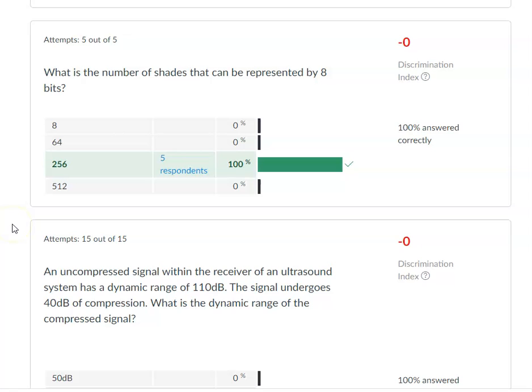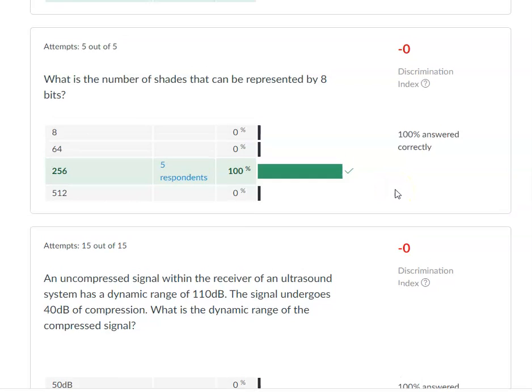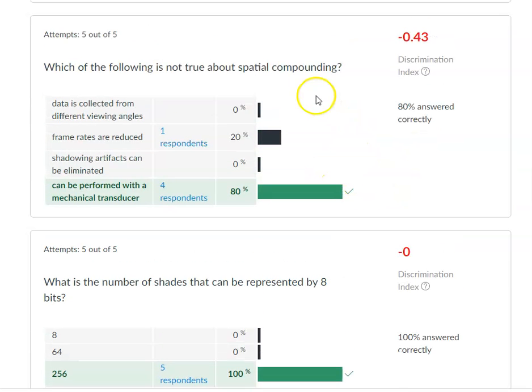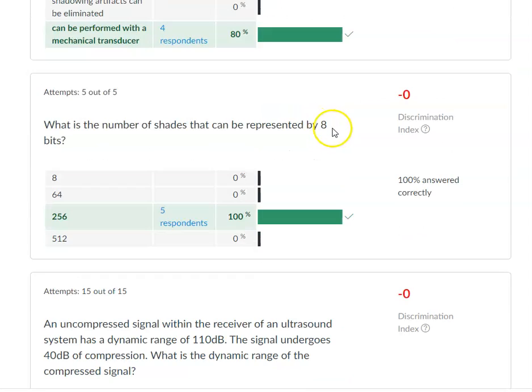I hate that. Anyhow, what is the number of shades of gray that can be represented by 8 bits? And so 2 to the 8 is 256. Everyone got that right. I'm happy. I want to go back to the previous question here. Just want to let you know that the ARDMS exam, the SPI, they are working diligently, and they have been for the last 10 years, to reduce these questions with not and except and anything that could potentially have a double negative in it. They've really been working to reduce the number of those questions that are in their question bank. So hopefully you'll see less of those.